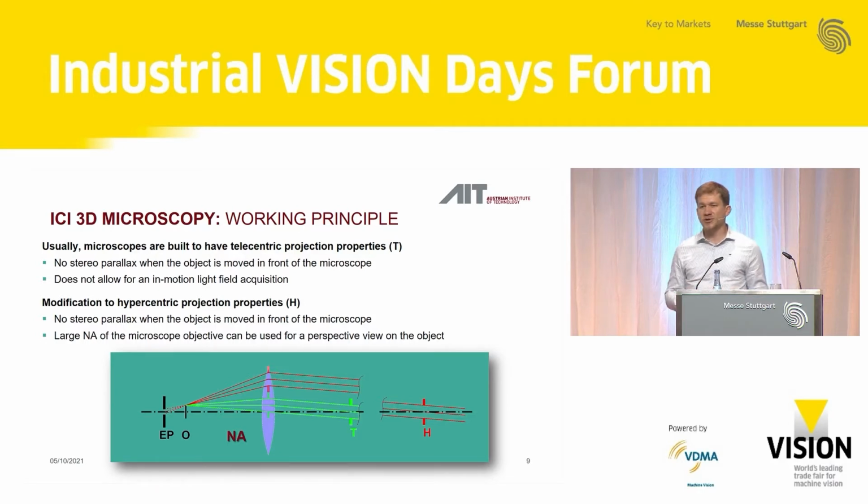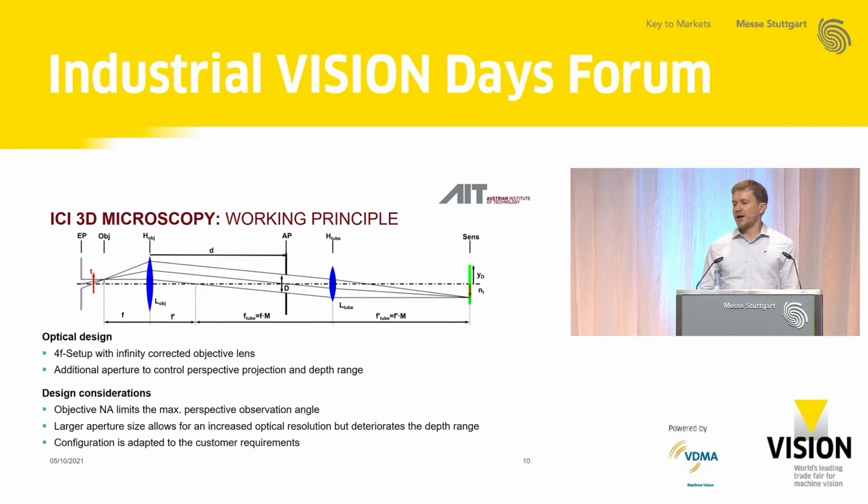And this is possible because modern microscope objectives usually have a very high numerical aperture, so you have a very large lens diameter compared to a very small object. So you can use the outer rim of the objective lens to get a very large parallax angle on your observed object. This modification is not very trivial, and it has to be tailored to the customer's needs.